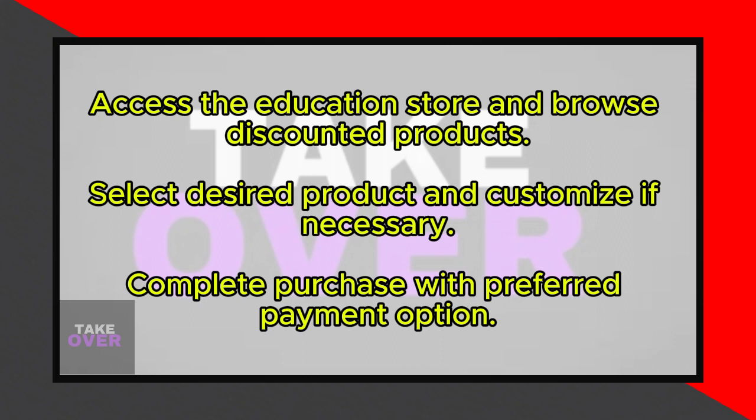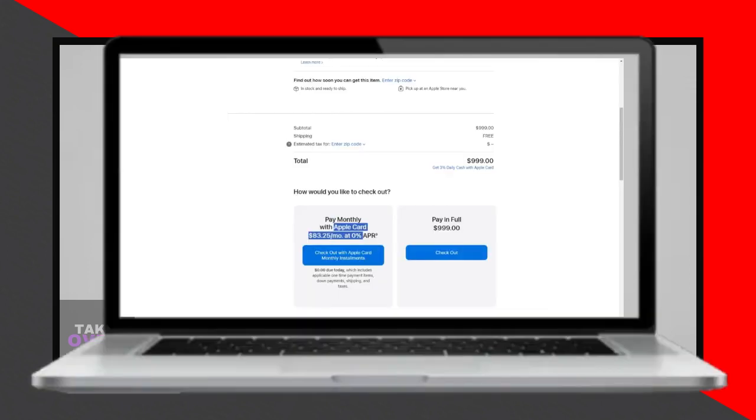Select your desired product and customize it if needed. Add it to your bag and proceed to review your purchase. Finally, select your payment option, either monthly installments with 0% APR or full payment. And that's it. Enjoy your student discount on Apple products, but remember, it's exclusively for students.